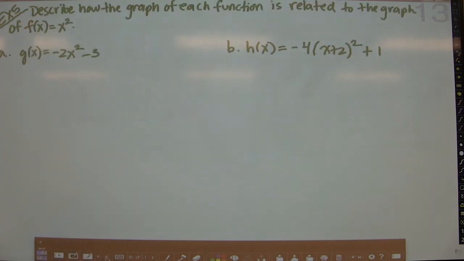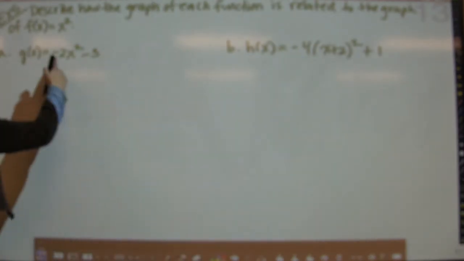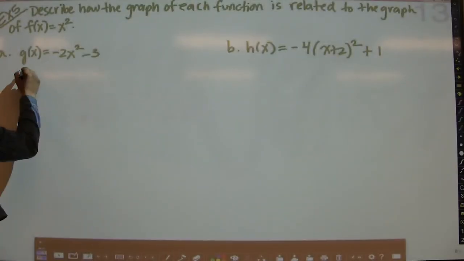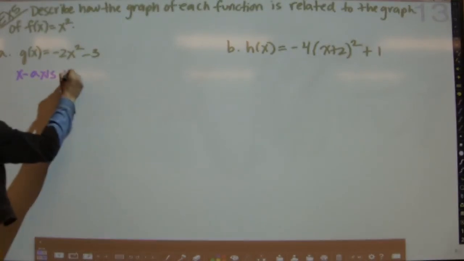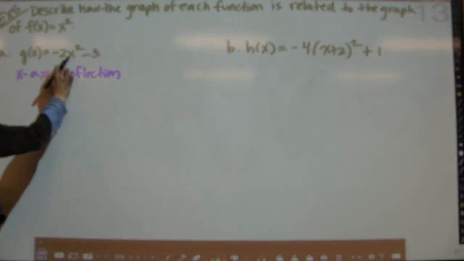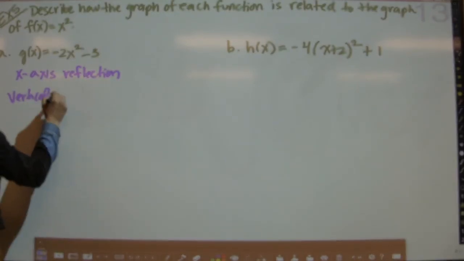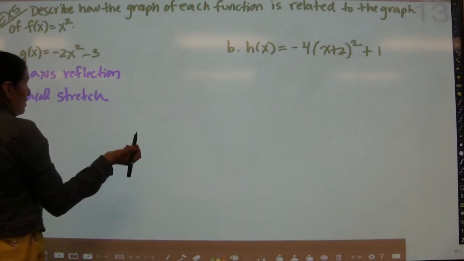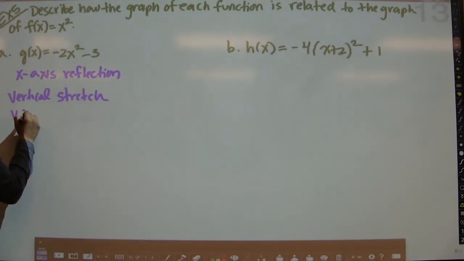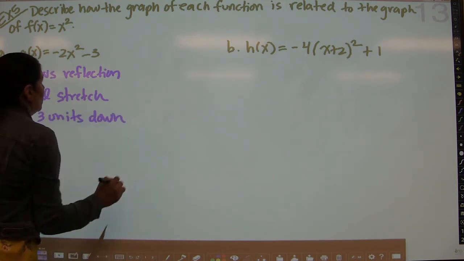All right, so here we have, describe how the graph of each function is related to the graph of f of x equals x squared. And so we have a negative, so we're going to definitely have an x-axis reflection. We have a 2, which is greater than 1, so that's going to be a vertical stretch by a factor of 2. And you're also going to have a vertical shift 3 units down because of the -3.